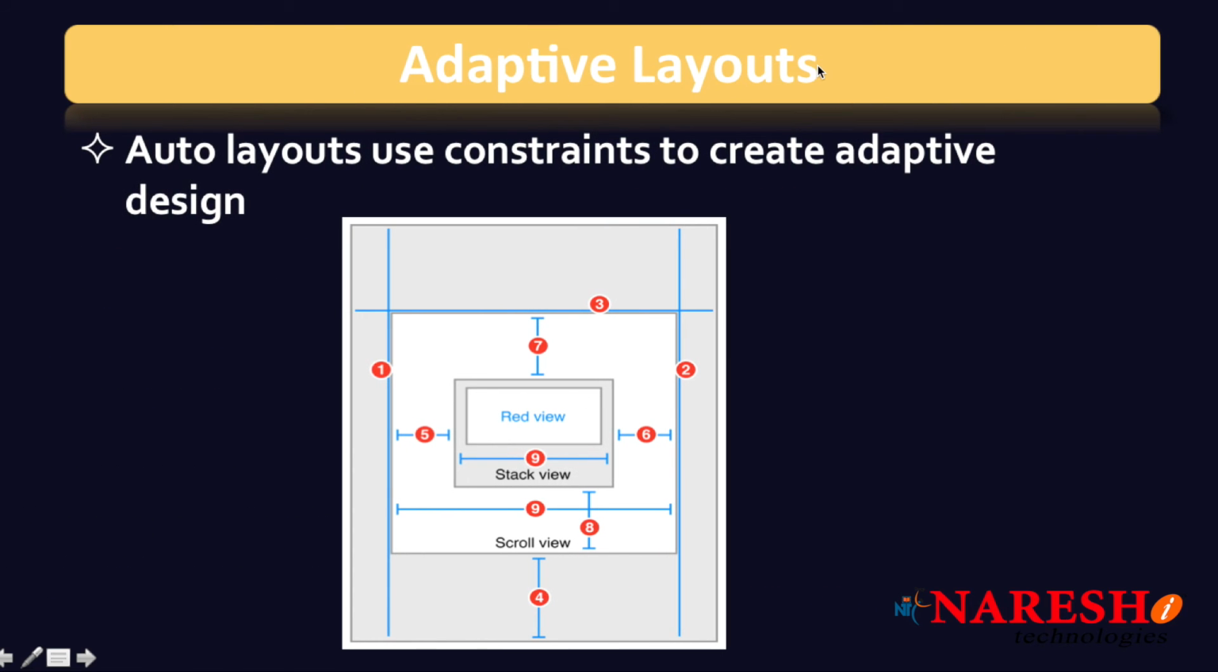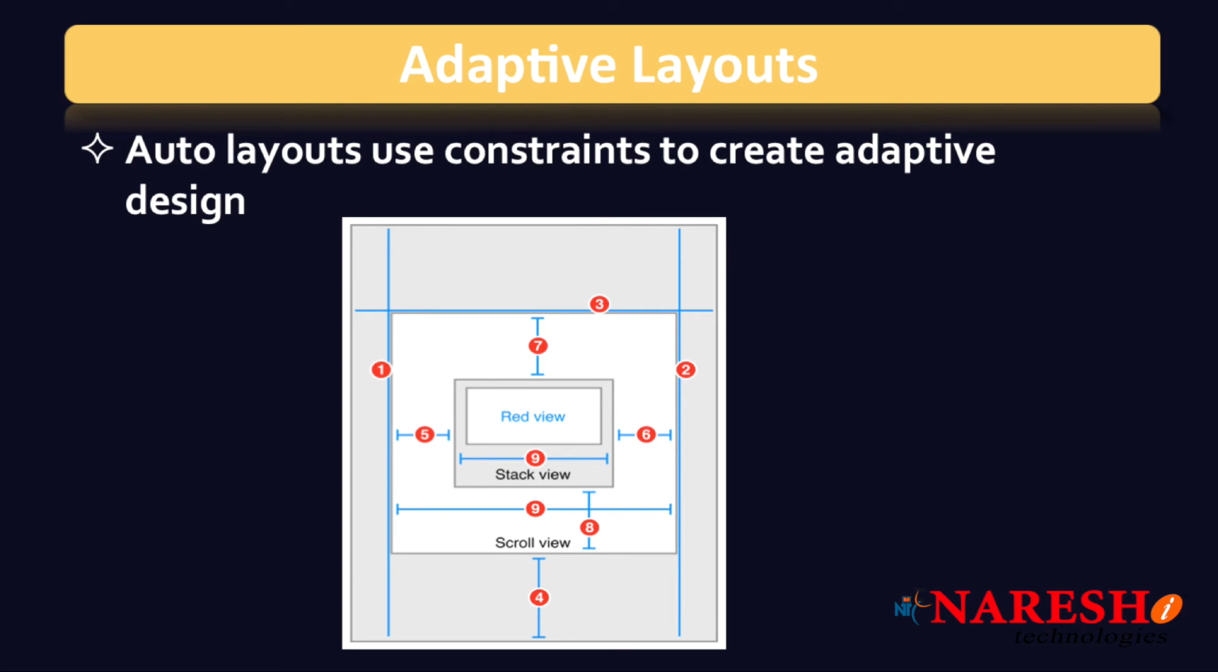So we have another important concept called auto layouts. By using this we can create the adaptive design. So how do we need to create adaptive design? Based on the auto layouts, what does it provide? It basically uses some constraints. So we basically design on constraint basis. A constraint basically places a particular element at a particular place.